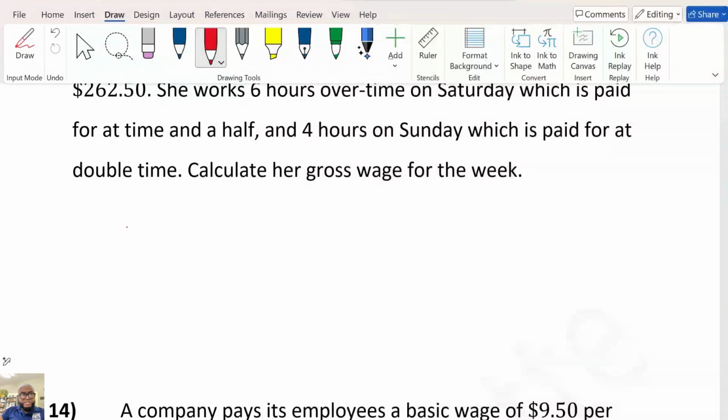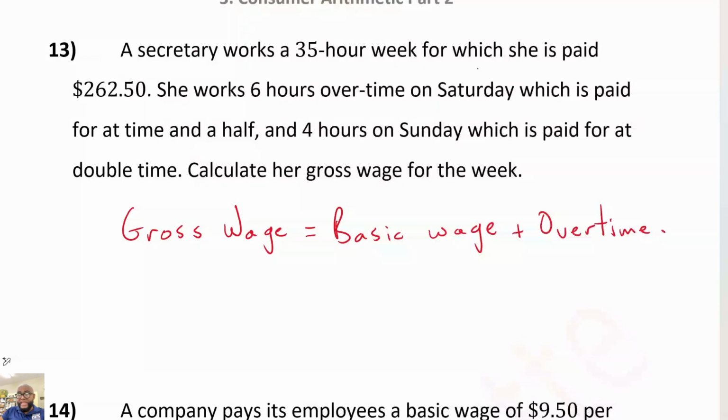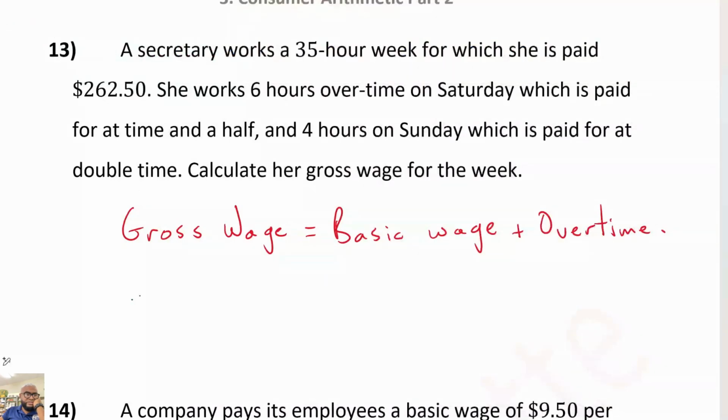So your gross wage, write this down, your gross wage is equal to your basic wage plus your overtime, right? So let's first proceed. They told us what she is paid for the week, right? She's paid $262.50, but did they give us the hourly rate? So 35 multiplied by some R is equal to what?